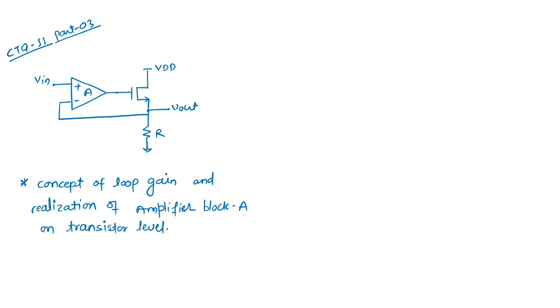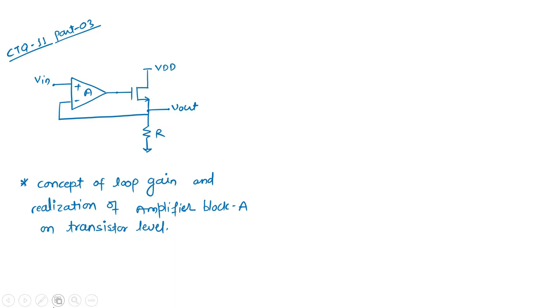Hello everyone. So in the continuation of CTQ 11, whatever we have seen till part 2, we have seen the gain calculation in two different ways. Direct calculation in the negative feedback configuration, and after that, first consider the open loop configuration, then calculate the open loop gain. After that, using the negative feedback concept, just write the closed loop gain here.